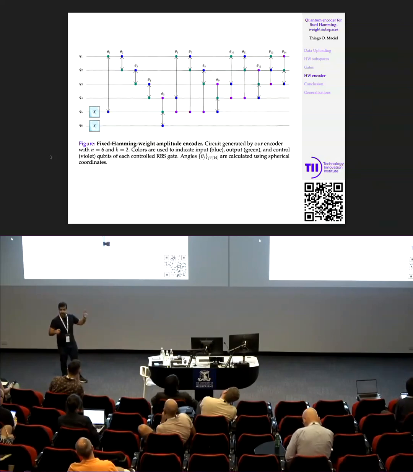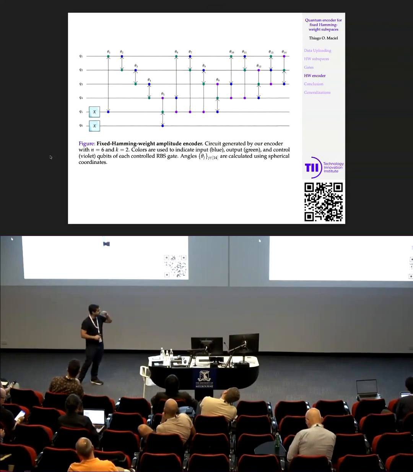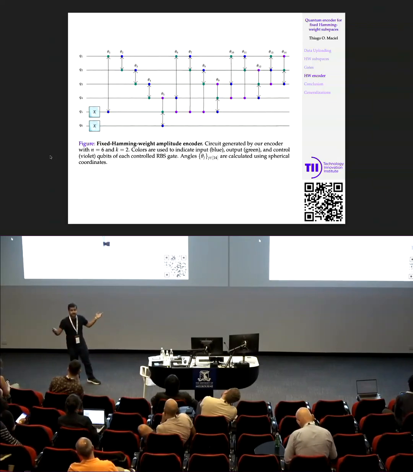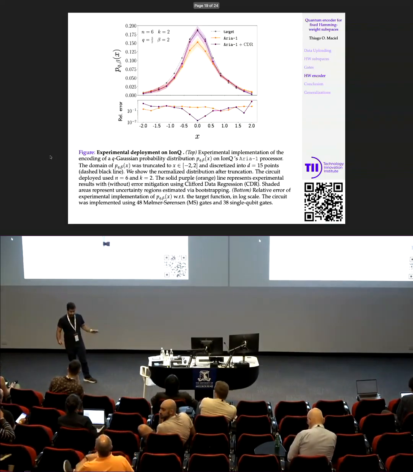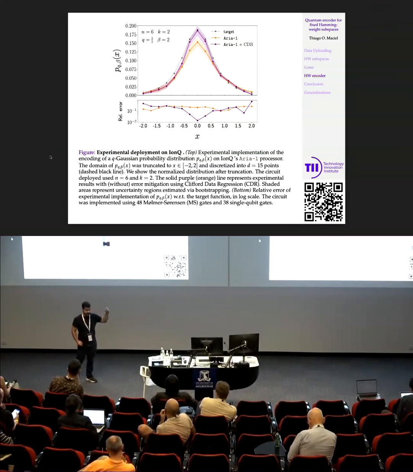And that's it. This is the simplest way that I could come up with to explain how our Hamming weight encoder works. So now that we have a circuit, let's encode something. Let's see if the encoder is sound. So we deployed this on IonQ's hardware.